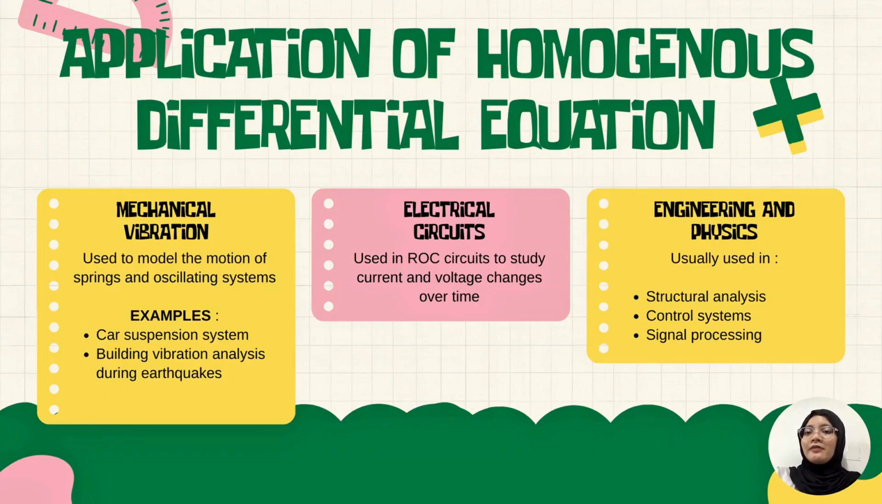First, we have mechanical vibration. It is used to model the motion of springs and oscillating systems, for example, car suspension systems and building vibration analysis during earthquakes. Second, we have electrical circuits. It is used in RLC circuits to study the current and the voltage changes over time. And lastly, we have engineering and physics. It is usually used in structural analysis, control systems, and signal processing.